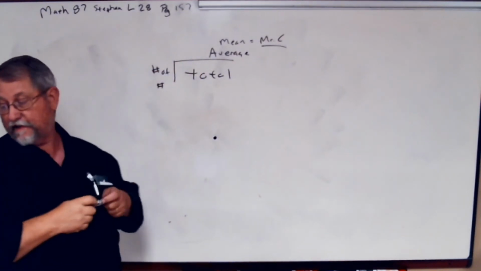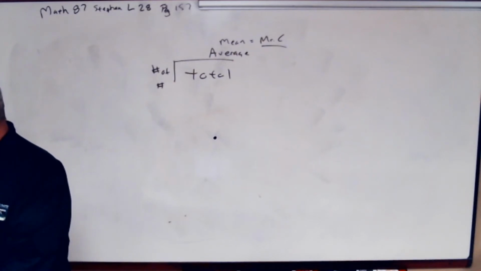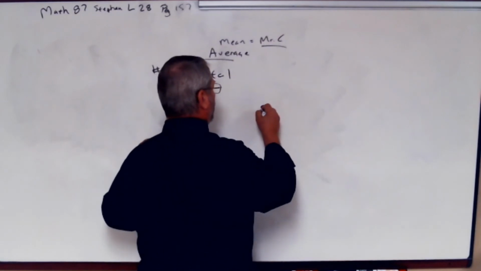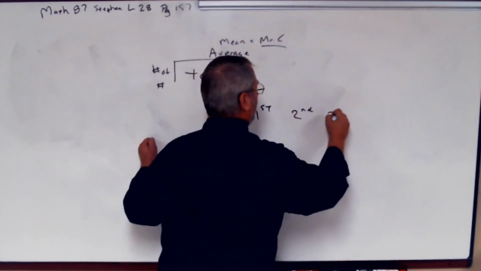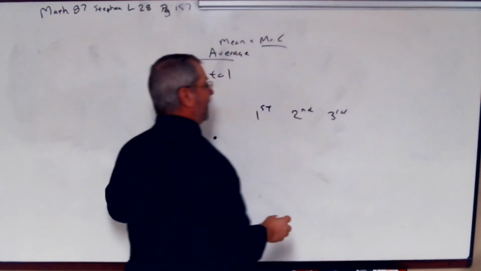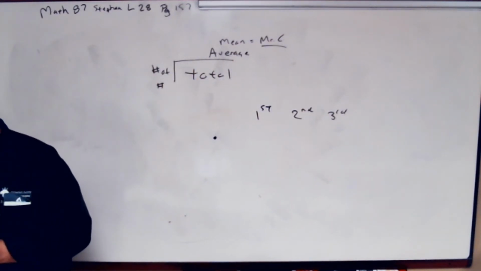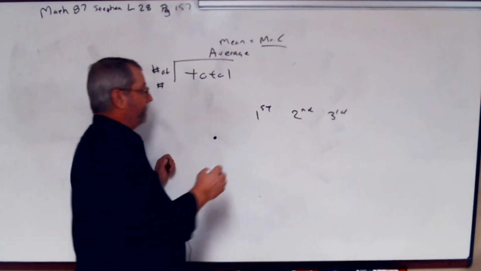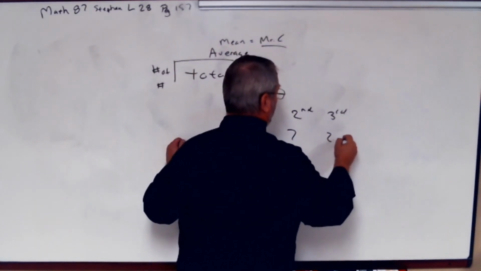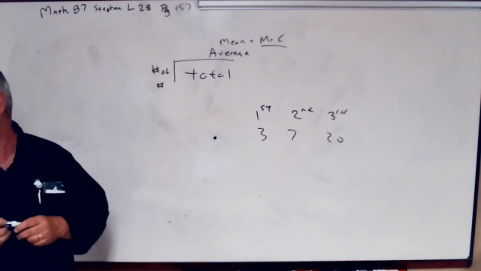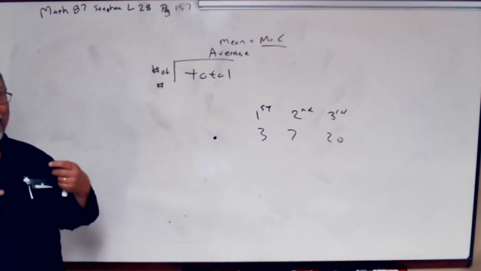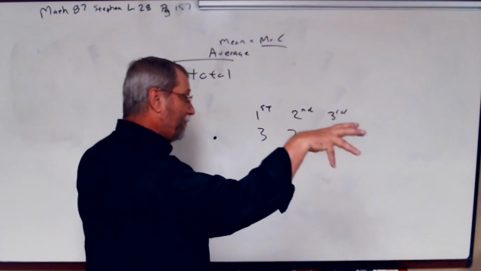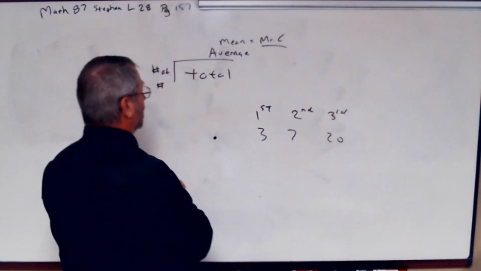Okay, so here's what's going to happen. They're going to give you something. Let's look for an average problem here. When the people were seated, there were 3 in the first row, 7 in the second row, 20 in the third row. So I have first row, second row, and third row already. What it asks for is what's the average number of people in a row. I just want to know what the average is.